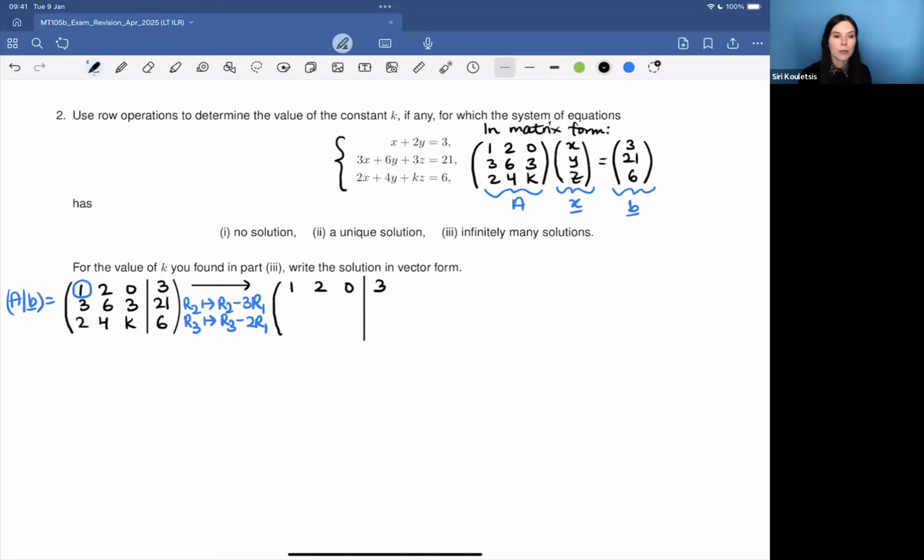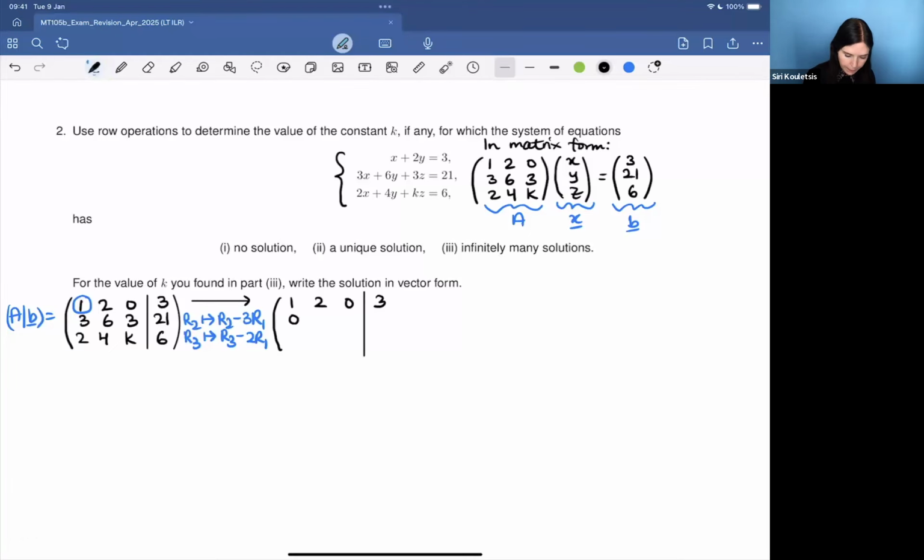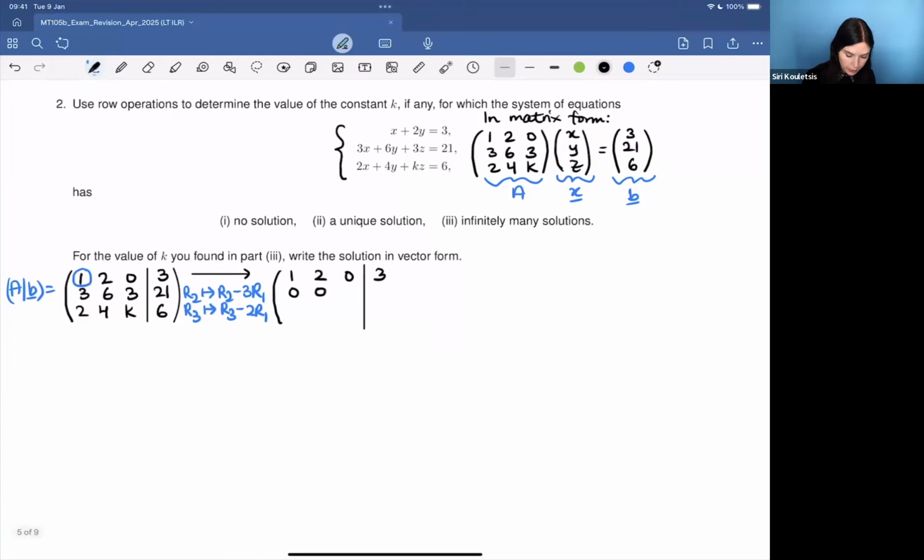And now we simply perform the multiplications, or the operations, rather. And then we see now that we have a 3 here in the second row. That is our next candidate for a leading 1. So let's create that.